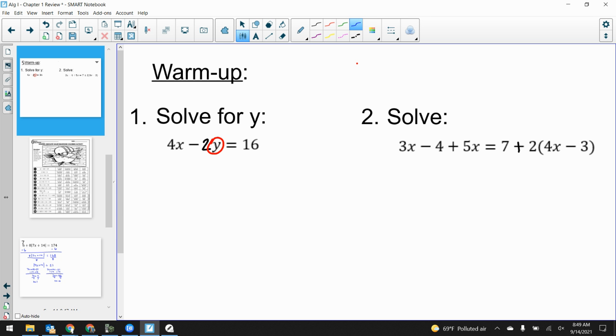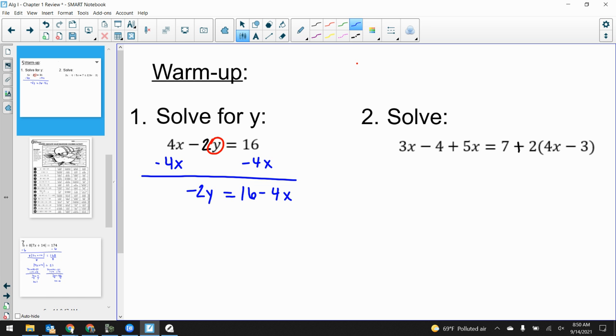Multiplied, and this weird 4x is working on it, right? And that's where people get a little confused. You think, oh, it's subtraction, so I got to add. What do I do with the 4x to get it over to the other side? Subtract 4x. Yeah, I got to subtract 4x to the right side. So I subtract 4x here and here. And that's going to give me negative 2y is equal to 16 minus 4x.